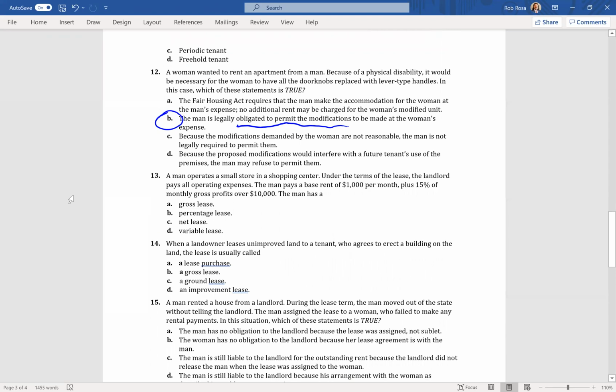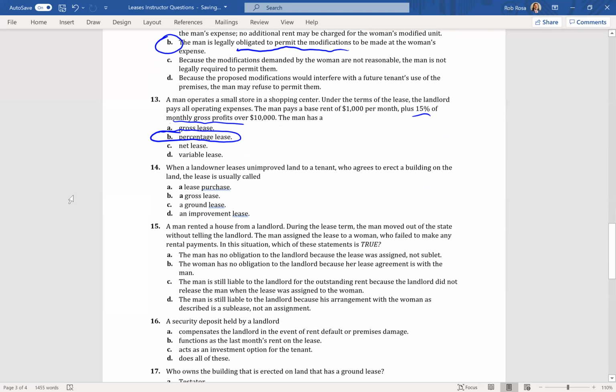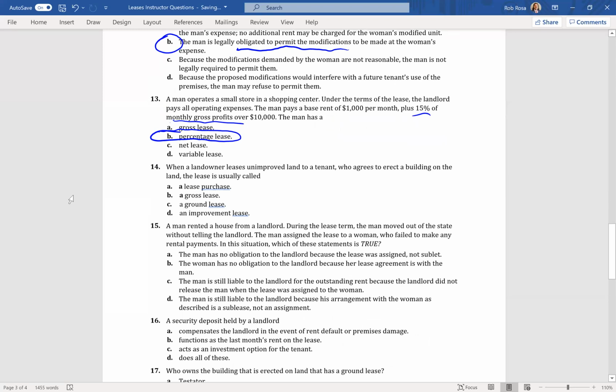Number 13, a man operates a small store in a shopping center. Under the terms of the lease, the landlord pays all operating expenses. The man pays a base rent of $1,000 per month plus 15% of monthly gross profits over $10,000. So taking part of the profits, what is that? I put B. D. B, as in boy. Remember, 15% of monthly gross profits. I did D because it said the profits over 10, so I thought it would be variable. But the main part about it is that, remember, variable is usually tied to either time or an index.